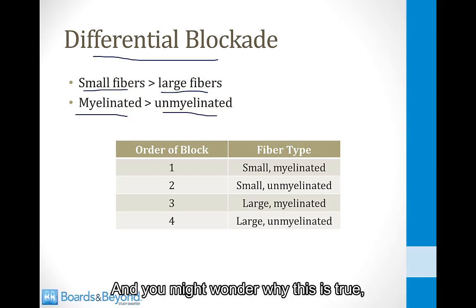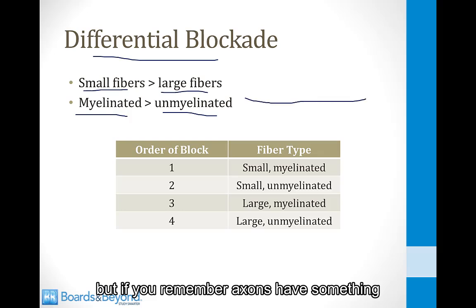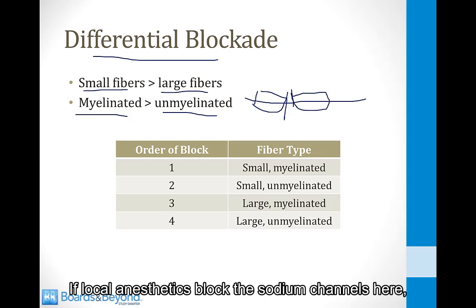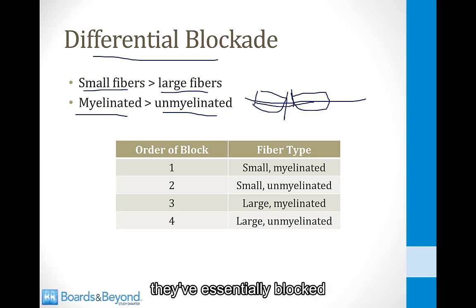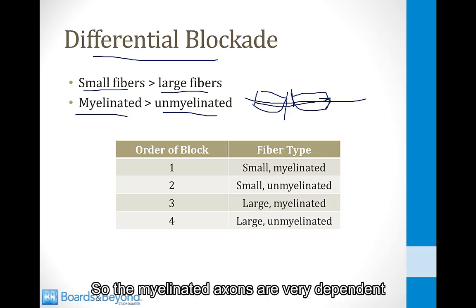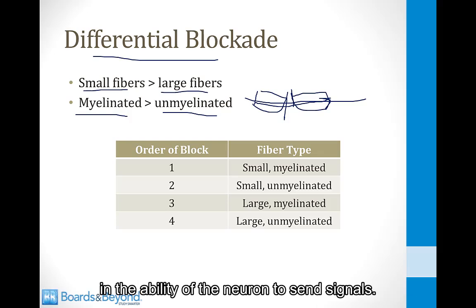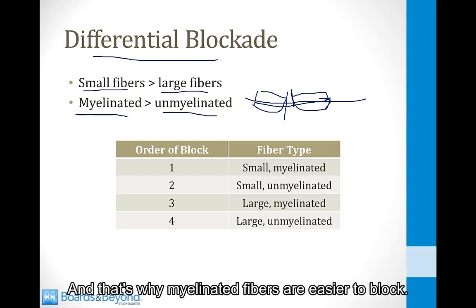You might wonder why this is true, but if you remember, axons have something called nodes of Ranvier between myelin. So if this is myelin and myelin here, there's a node of Ranvier right here. If local anesthetics block the sodium channels here, they've essentially blocked this entire length of the neuron. So the myelinated axons are very dependent on those nodes of Ranvier, and just blocking a few of them causes a significant decrease in the ability of the neuron to send signals. And that's why myelinated fibers are easier to block.